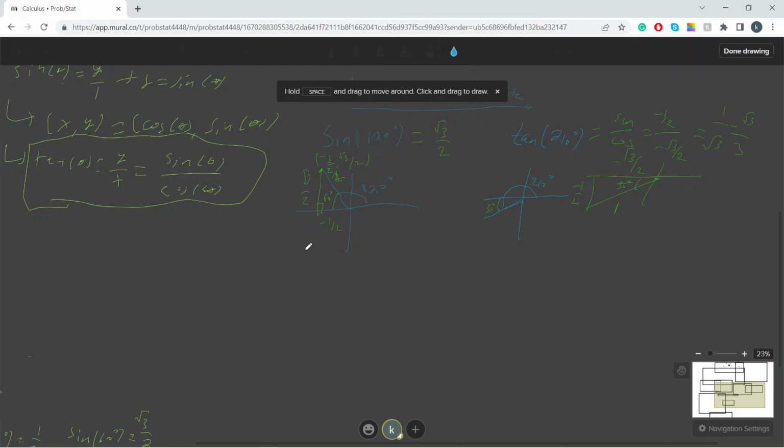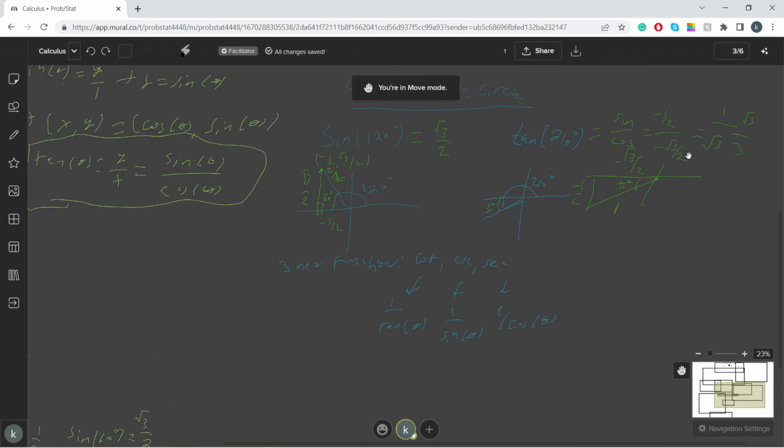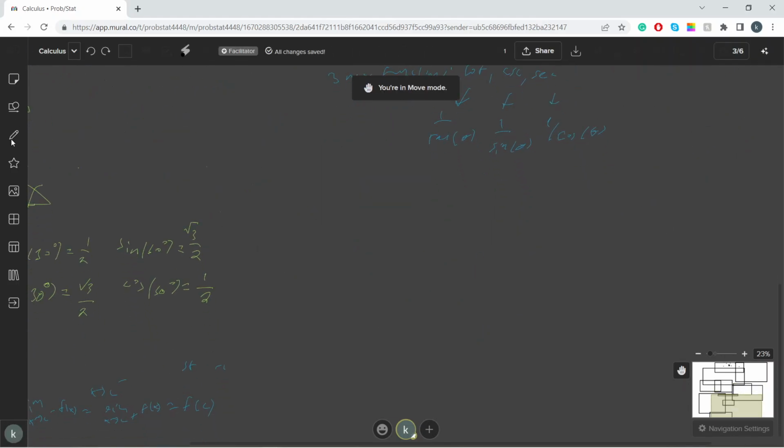Now let's make things a little bit more interesting. We have 3 new trig functions we can introduce based on sine, cosine, and tangent: cotangent, cosecant, and secant. Cotangent is simply 1 over tangent of theta. The cosecant is 1 over sine of theta. And secant is 1 over cosine of theta. These are some new trig functions, and we're just going to apply them in examples.